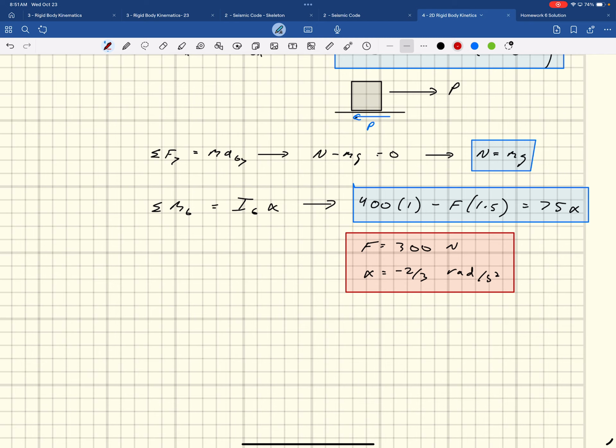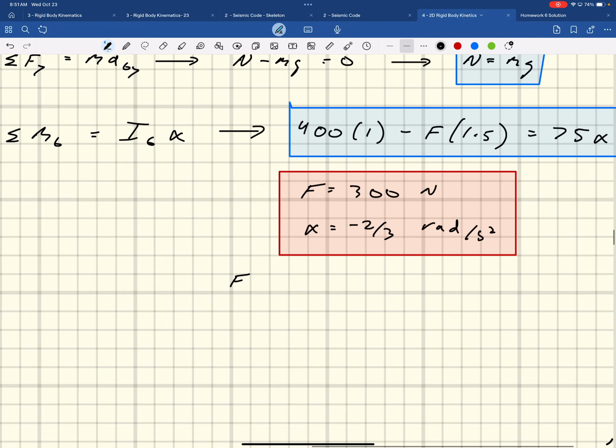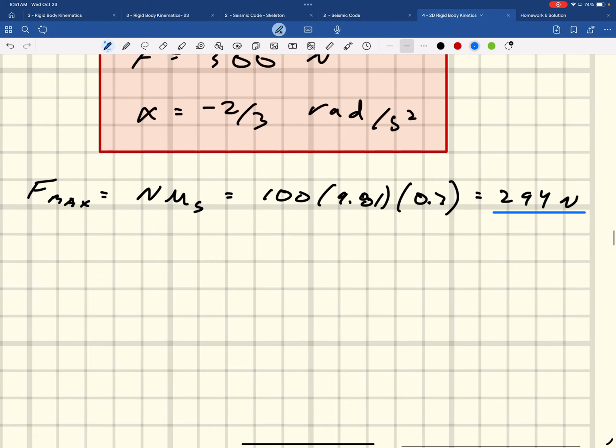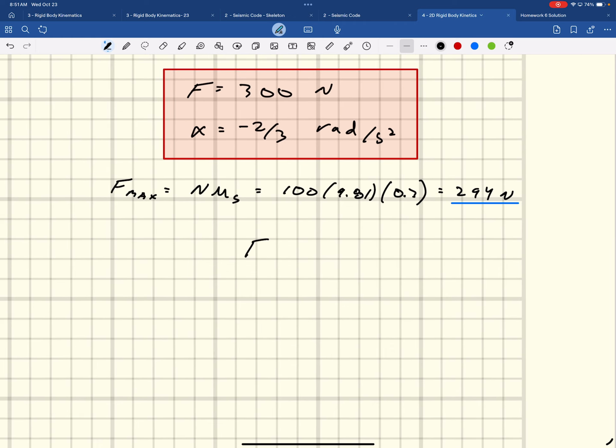So real quick, can it do this? What we'll do is look at F max, the friction max. That is going to be the normal force times mu static, which ends up being equal to 100 times 9.81 times 0.3. And that ends up being equal to 294 newtons. F is greater than F max. So it slips.